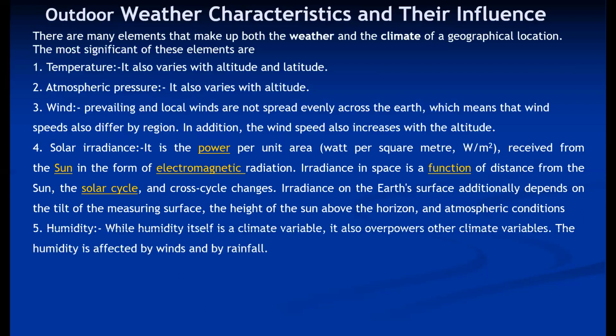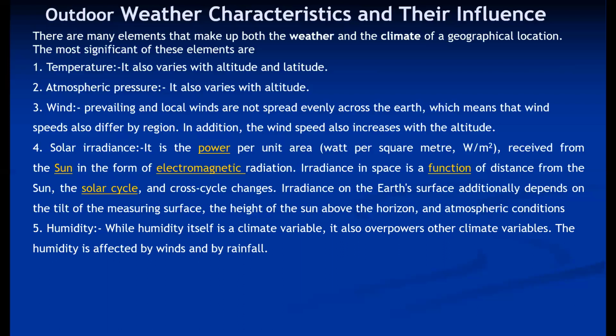Then the humidity factor. While humidity itself is a climatic variable, it also overpowers other climatic variables, but the humidity is affected by winds and by rainfall as well. So during the rainy season, humidity is very high. Again, it varies from season to season, and also from place to place. In coastal areas, humidity is high. In desert areas, humidity is low.